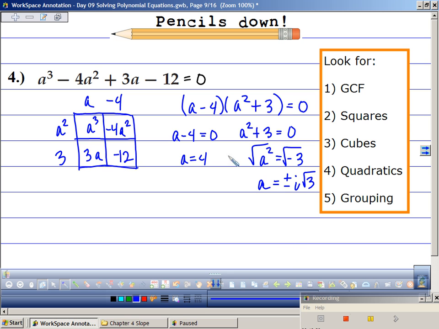This is grouping. Any more questions on this? I'd like to look at our homework now. Are we good? All right, excellent.